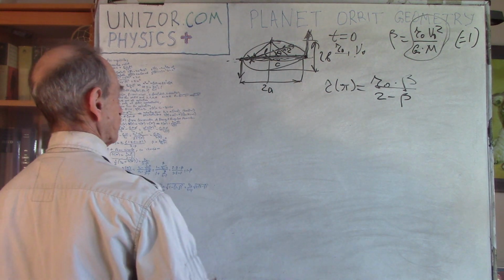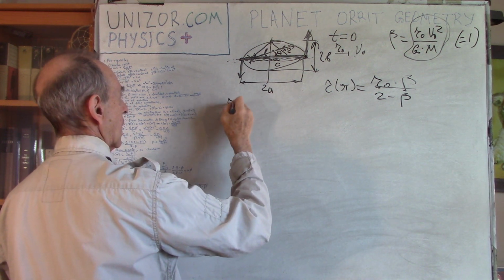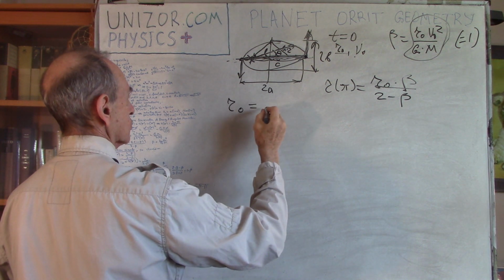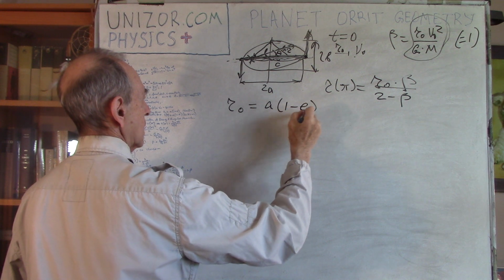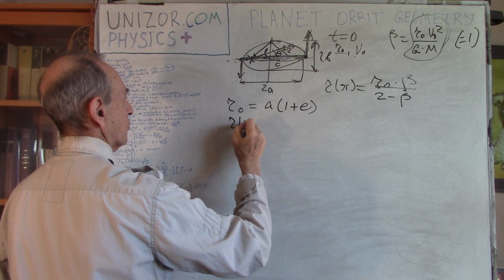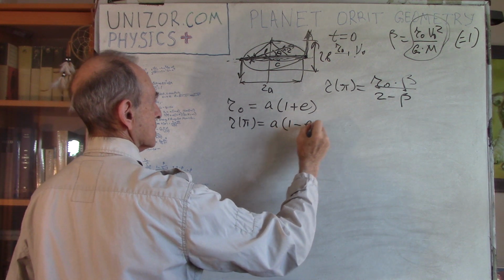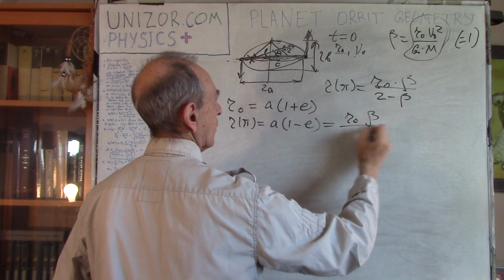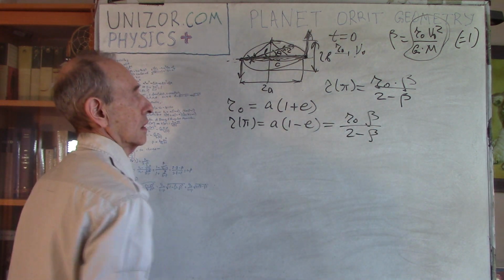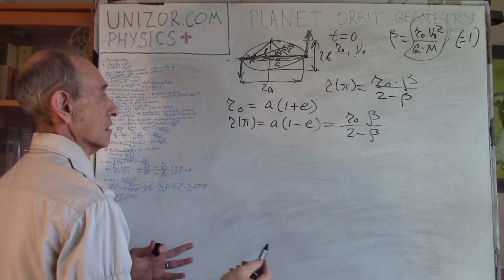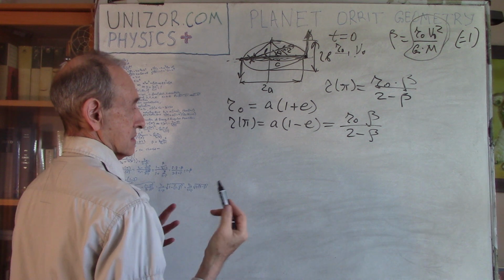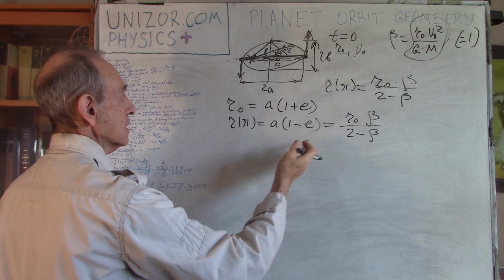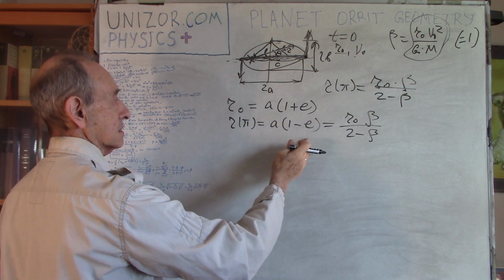Let's recall. My R of 0 is equal to A times 1 minus E, and R of pi is equal to A times 1 plus E. Okay? But now I know what this is. It's R0 beta divided by 2 minus beta. And beta is known. So from here, again, using beta as a kind of abbreviation for an ugly expression, I can very easily derive both A and E.